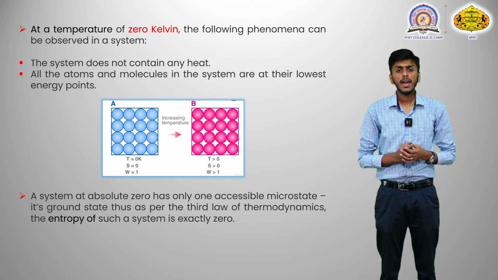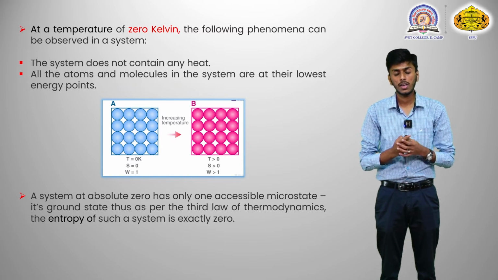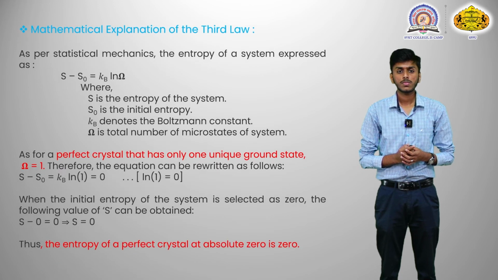A system at absolute 0 has only one accessible microstate, that is its ground state. Thus, as per the third law of thermodynamics, the entropy of such a system is exactly 0. We will see the mathematical explanation for the third law.